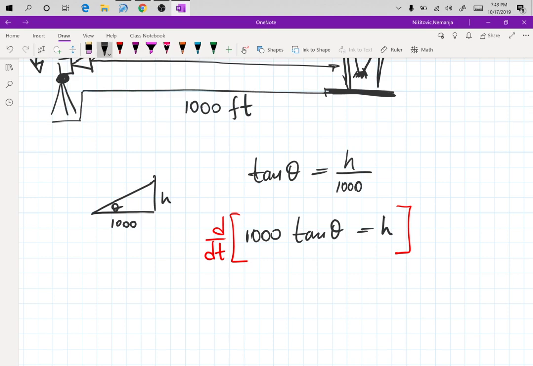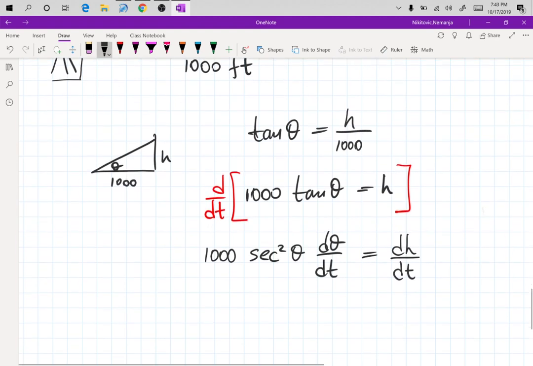When I take the derivative, you copy the constant 1,000. What's the derivative of tangent? Very good. Secant squared theta times d theta dt, because you took the derivative of theta with respect to time, you have to follow with the chain rule. On the other side, the derivative of h is? dh dt. Perfect.